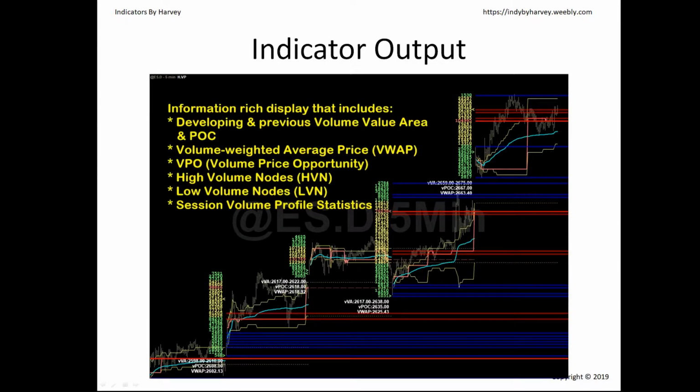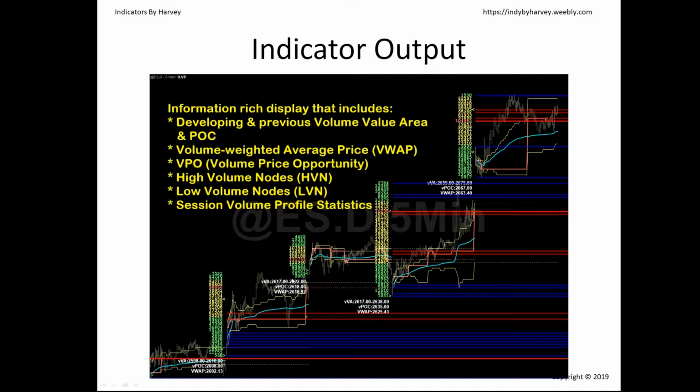You see before you the output of the indicator set in its most verbose configuration. It's displaying the volume profile for 1, 2, 3, 4 different sessions. It will show you the developing volume value area and the developing point of control for the volume. Looking at this day, the volume value area is defined by this yellow line as it changes over the trading session. The red line is the volume point of control. The cyan line is the volume weighted average price.